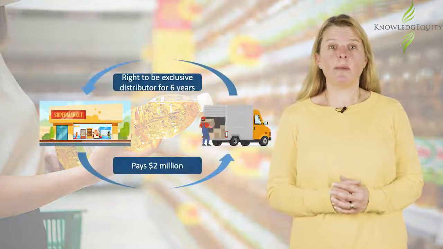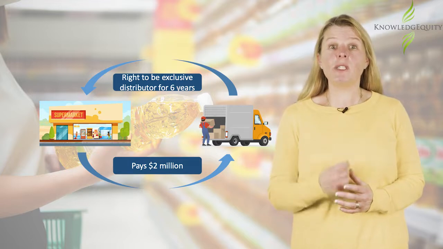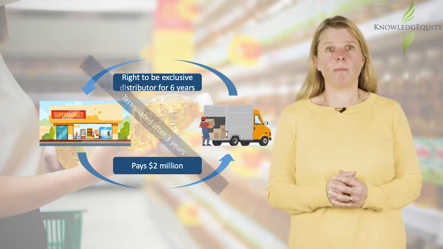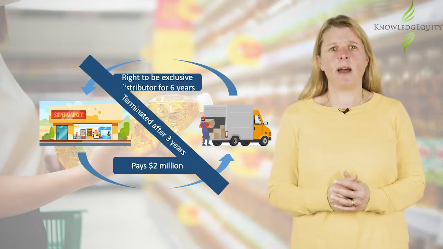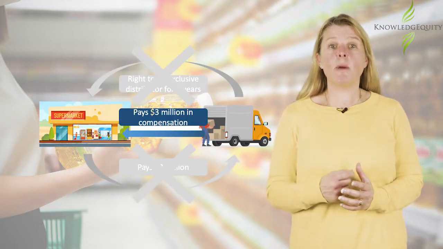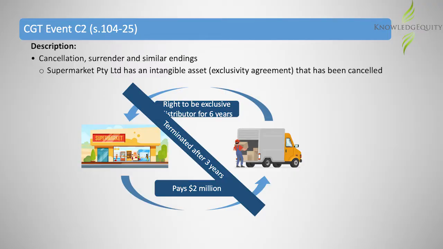In January 2004, Supermarket Proprietary Limited paid $2 million to be the exclusive distributor of exotic cooking oils for 6 years. However, 3 years into the agreement, it was terminated by the cooking oil supplier. The supplier paid the supermarket $3 million in compensation. This termination would trigger CGT event C2 because there has been an intangible CGT asset that has been cancelled.